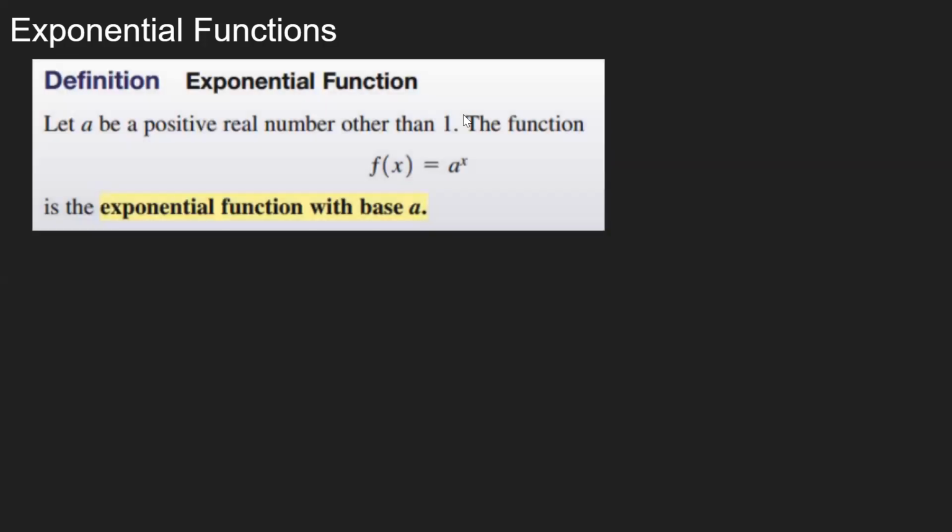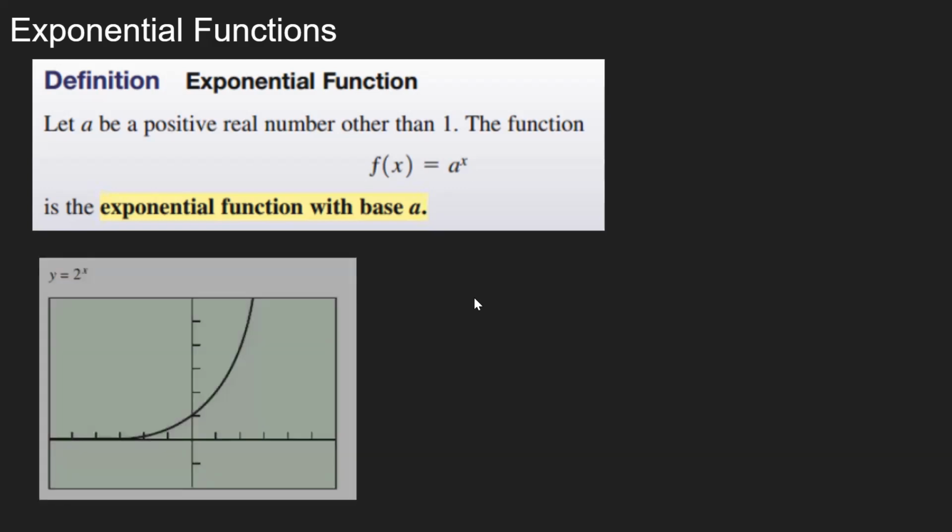I want to teach you a little bit about exponential functions. Let's start off with the basic definition of an exponential function. If a is a positive real number other than 1, then the function f of x equals a to the x, where a is the base and x is the exponent, is an exponential function with base a.